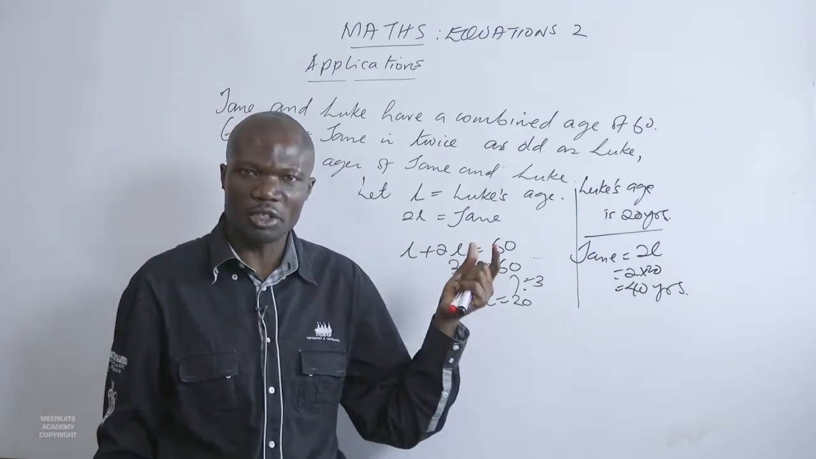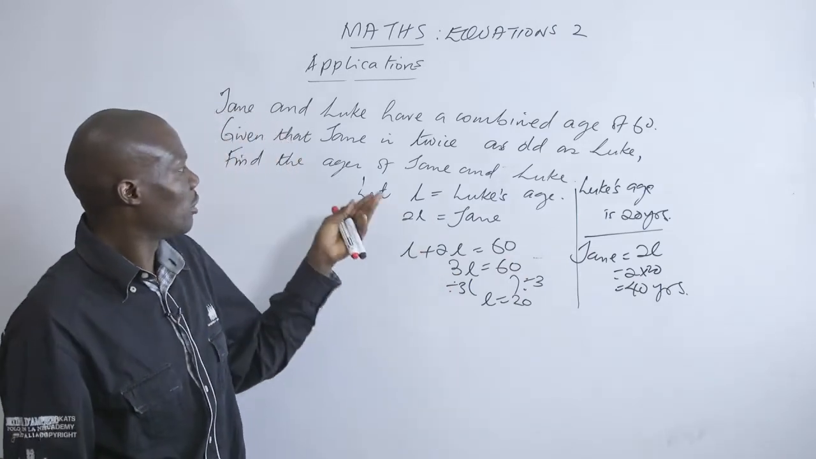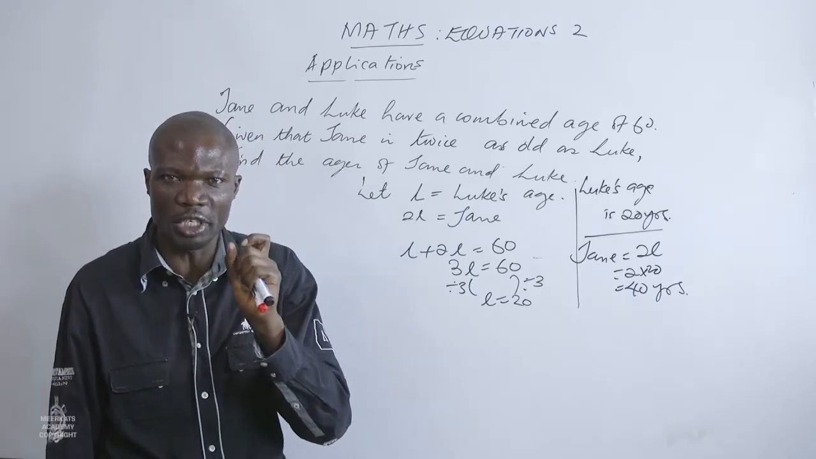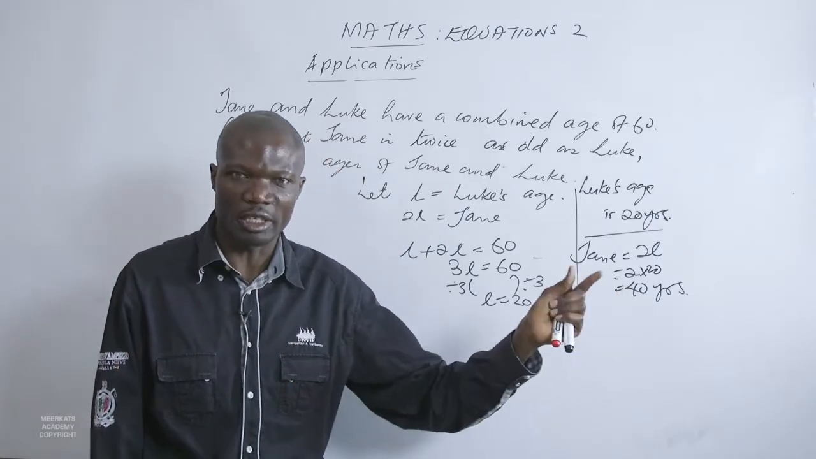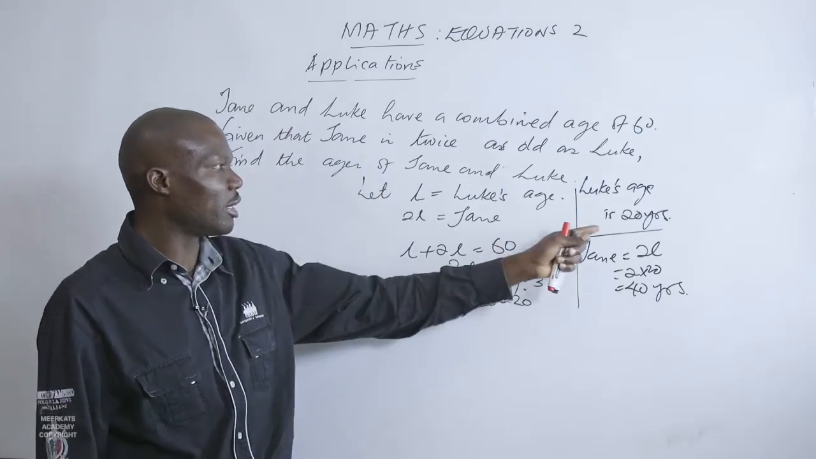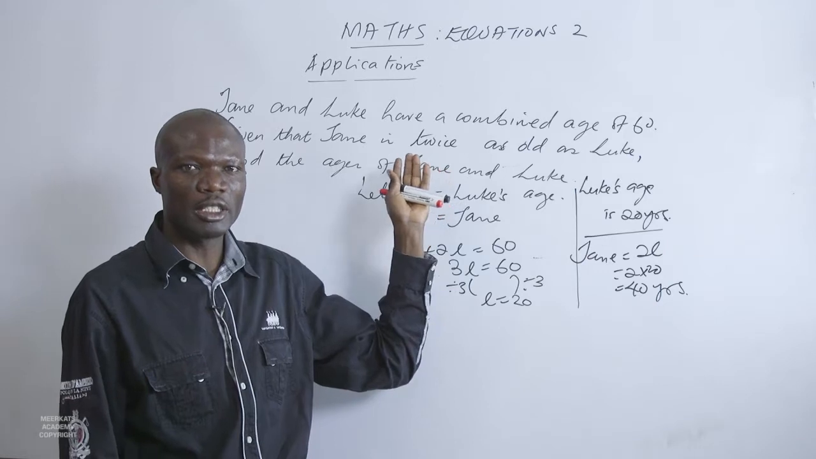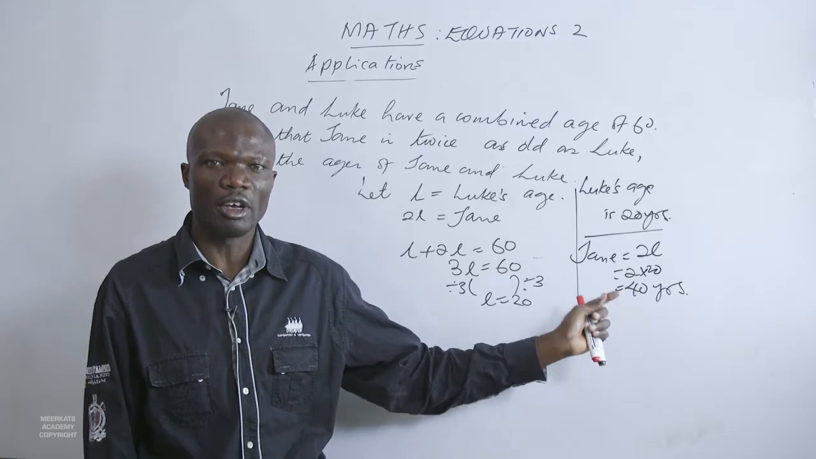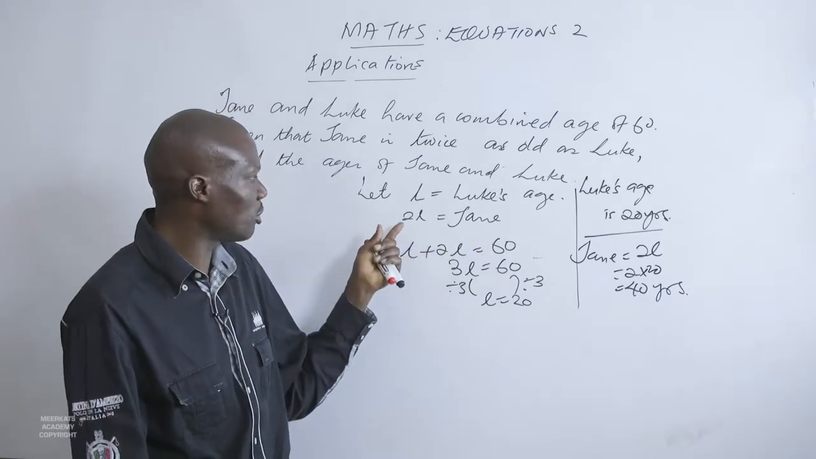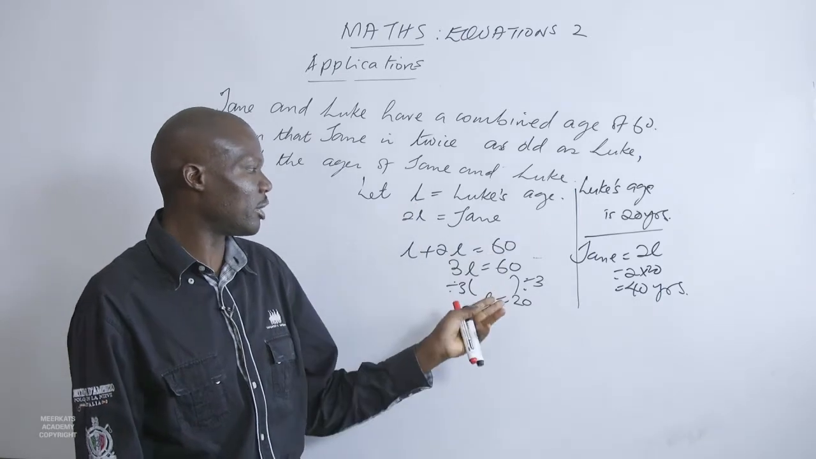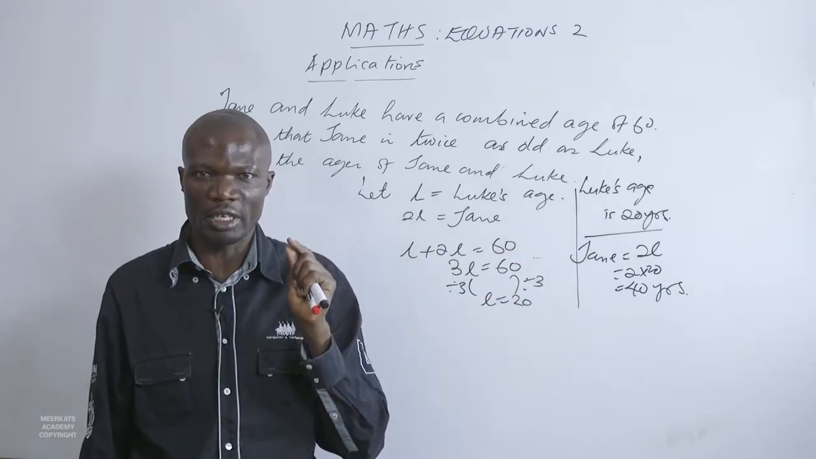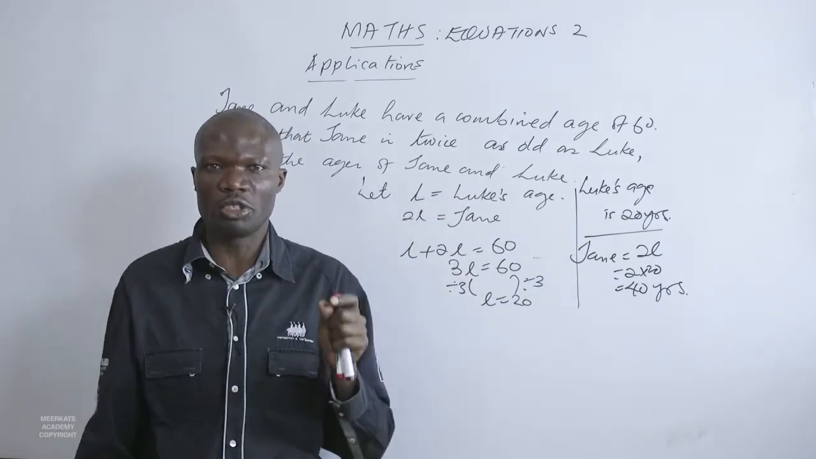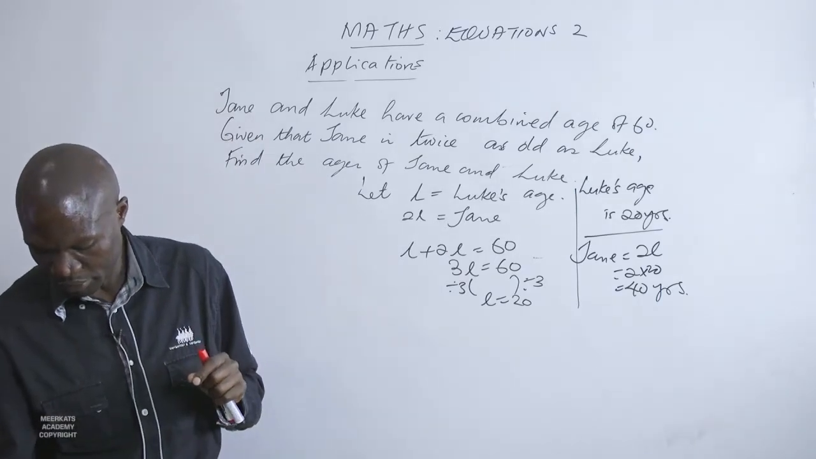Does this answer the original question? Find the ages of Jane and Luke. What is the age of Jane? Jane is 2L, so it is 2 times 20, which is 40 years. What is the age of Luke? Luke was the youngest, which was given the value L, and L is 20, so Luke's age is 20 years. These two answers reflect the answers to the original question.